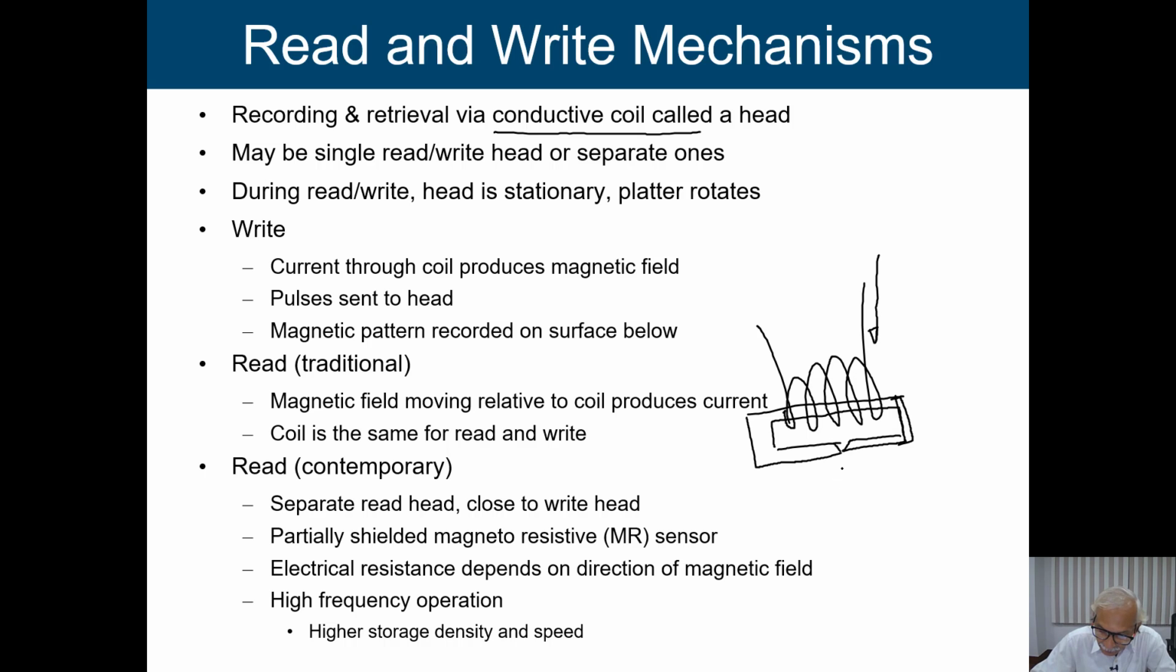Depending on the direction of the current, this will be magnetized. The polarity may be north and south. And if we reverse the direction, the magnetic field generated has the opposite polarity. So by sending the electric current, we get an electromagnet, and this electromagnet is used for the write operation.